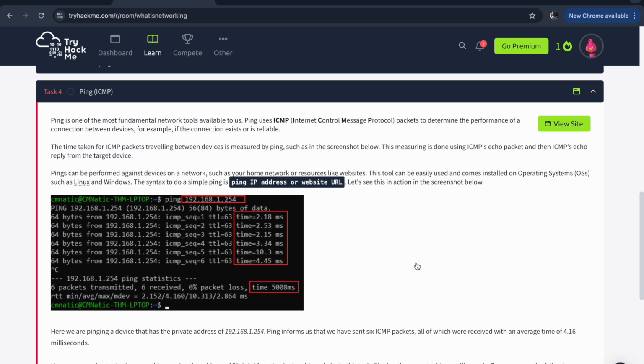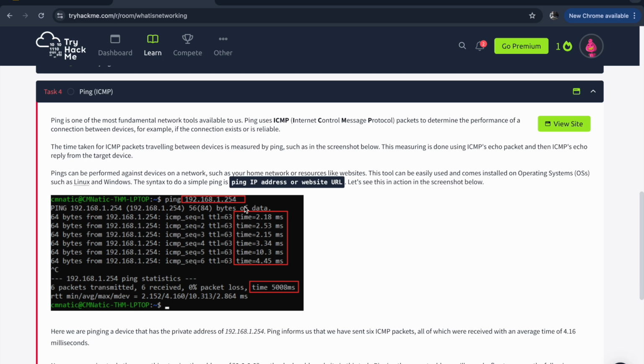Okay. Ping is one of the most fundamental network tools available to us. Ping uses ICMP, Internet Control Message Protocol, packets to determine the performance of a connection between devices, for example if the connection exists or is reliable. You can also ping Google right now, and it's fine unless you do too much, which can cause a DDoS attack, but they have good protocols. When you ping, you send a packet and it sends one back, and this is the time between that.